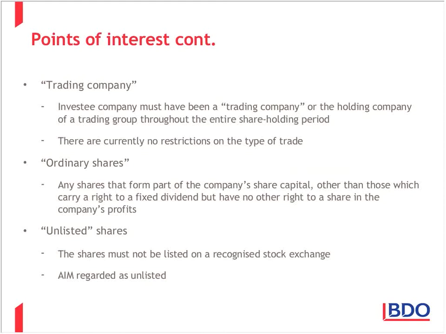The shares must be ordinary shares, and ordinary shares has a specific tax definition, which is stated on the screen. So ordinary shares are any shares that form part of the company's share capital, other than those which carry a right to a fixed dividend, but have no other rights to a share in the company's profits. The shares must not be listed on a recognised stock exchange, and for these purposes, shares listed on AIM are regarded as unlisted and so do potentially qualify.